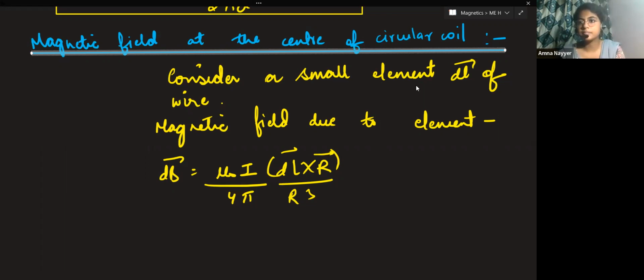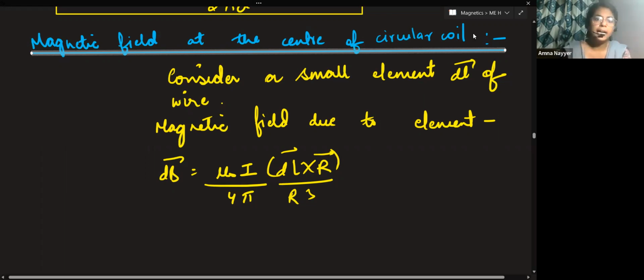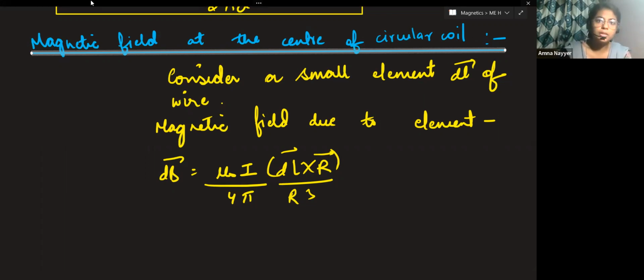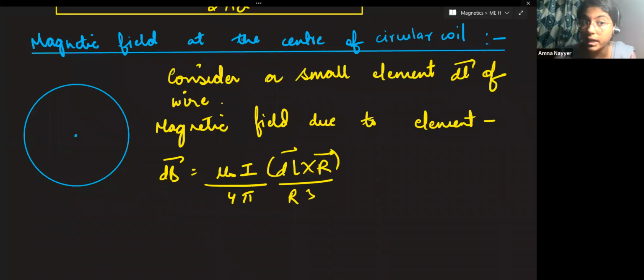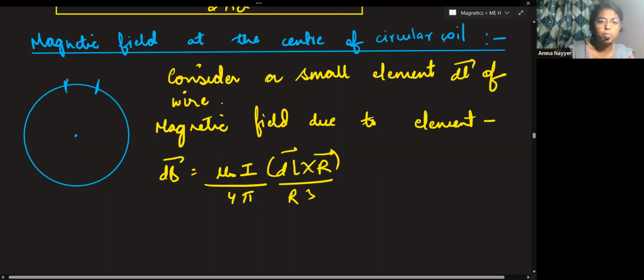Now class, I have to find out the magnetic field at the center of the circular coil. So this is my circular coil, and at this center I'm finding the magnetic field. A complete circle is there. At the end you have to remember all the formulas also. So consider a small element dl of a wire. This will be the direction of current, tangential to it.